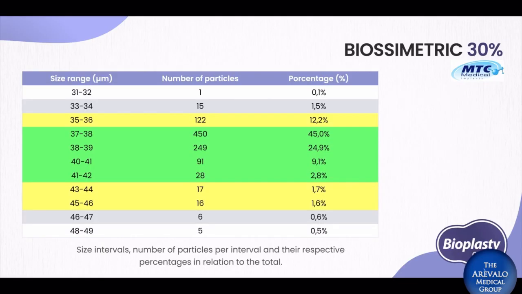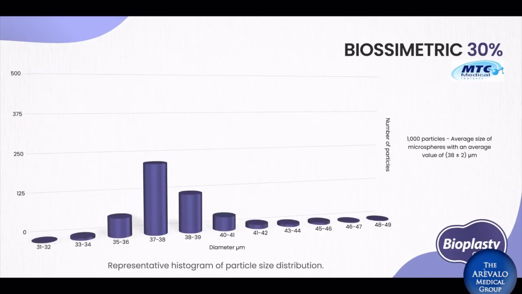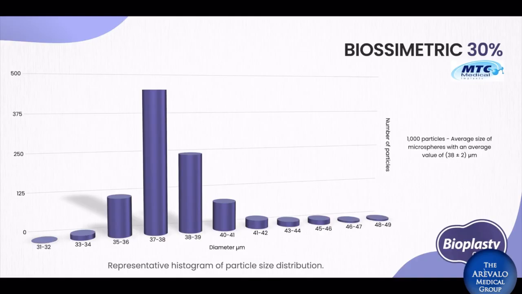The lines show the size ranges, number of particles per range, and their respective percentages in relation to the total. Note the variation in the size of the particles and the large number of them with different sizes. In this graph, you can see the difference in particle size distribution.